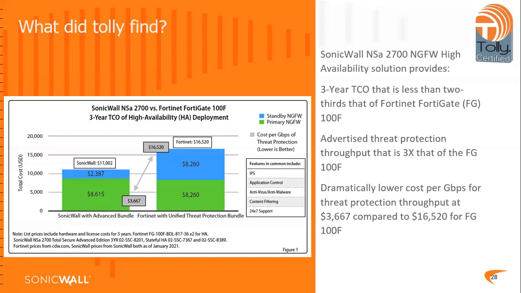So this is the Tolly report. We can see that the SonicWall NSA 2700 next generation firewall also provides an HA solution. It has a 3 years TCO that is less than 2/3 that of the FortiGate 100F firewall. They advertise the threat throughput that is actually 3 times versus the FortiGate firewall. So this is actually low cost, but with high performance.